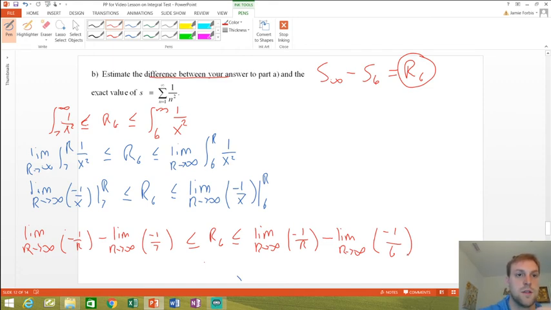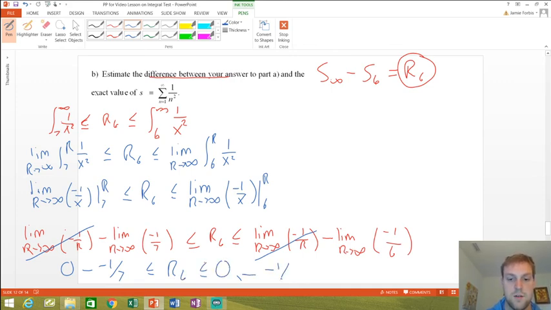The cool thing is the ones that actually have r in them are both rationals that are going to go to 0. So I got 0 minus negative 1 over 7, less than or equal to r6, less than or equal to 0 minus negative 1/6. Simplifying that, my remainder after using 6 terms is going to be somewhere between 1/7 and 1/6.